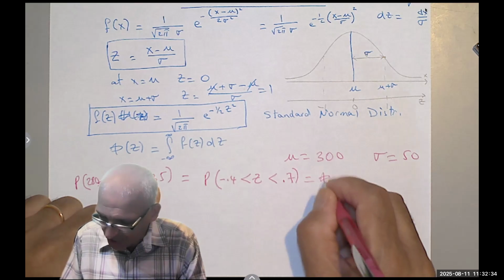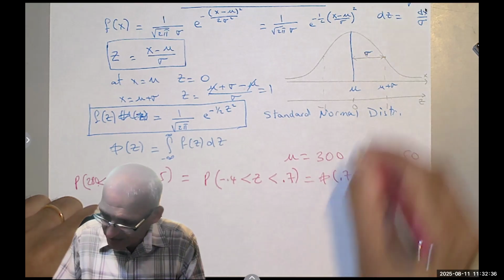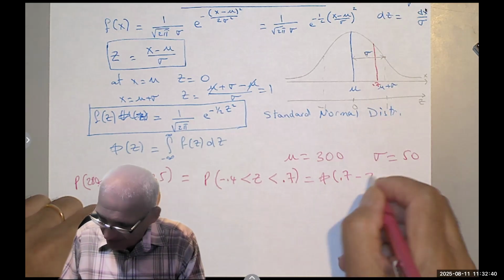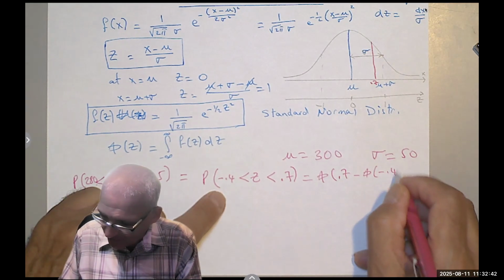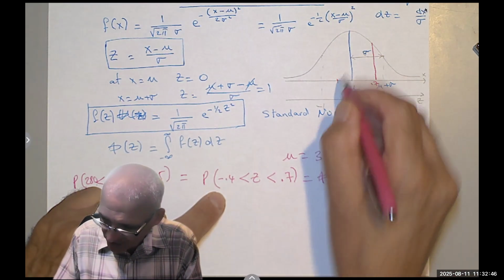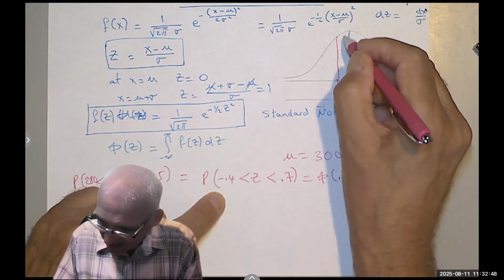So that is the cumulative of 0.7, because 0.7 is somewhere here, minus the cumulative of negative 0.4, where negative 0.4 is somewhere there. So I want to find this area.